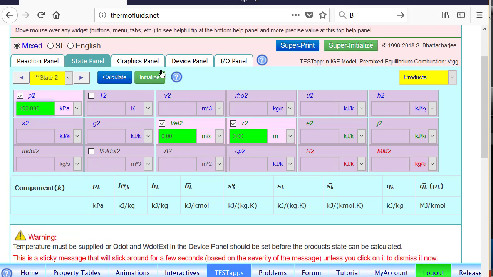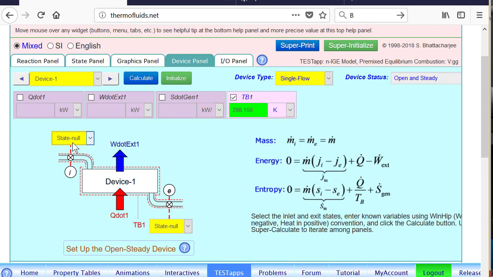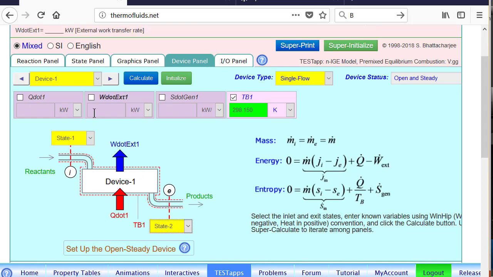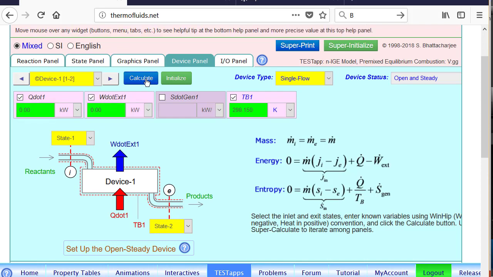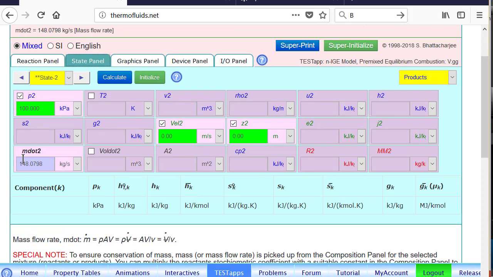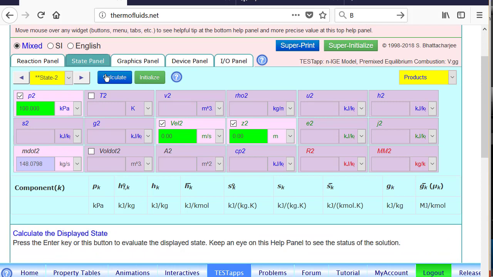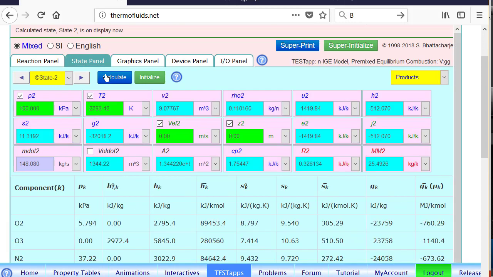We go to the reactants device panel so that we can solve the energy equation there. No heat transfer, no work transfer. Well, this calculate does post invisible properties into the state panel. We can see the mass coming here. But now when you click the calculate button, again the server will compute the product composition and then find the temperature. Based on that, enthalpy will be calculated, and based on that, temperature is calculated.